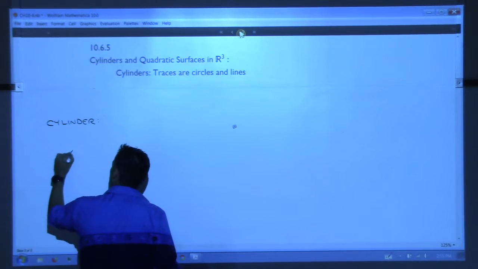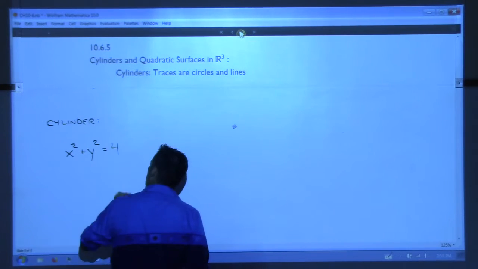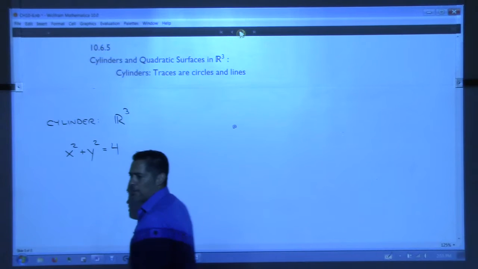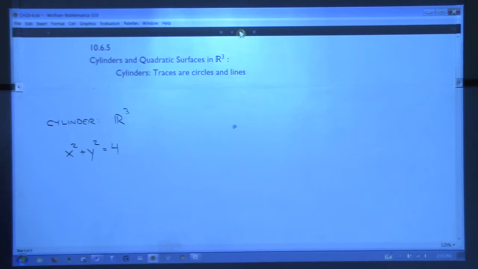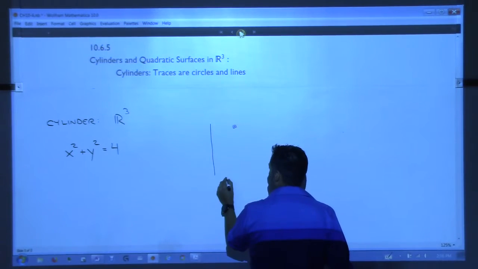So, a cylinder, your first example: x squared plus y squared equals 4. The important thing is to understand that we are in R3, three-dimensional space. You might look at that right now and say, hey, that's a circle of radius 2. But we're in three-dimensional space right now, not two-dimensional space. So what we're going to do is try and draw this thing by hand.